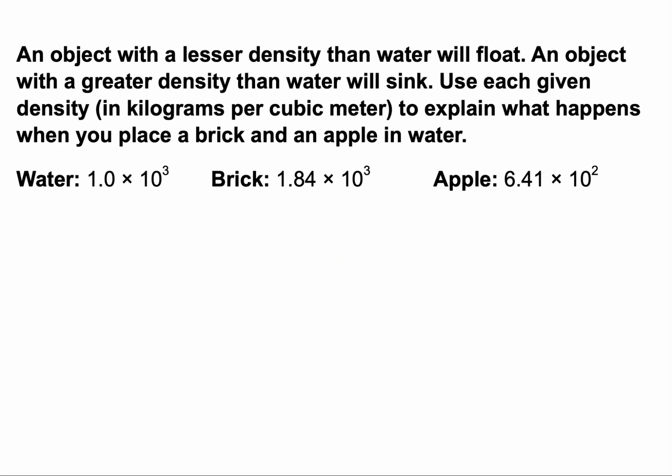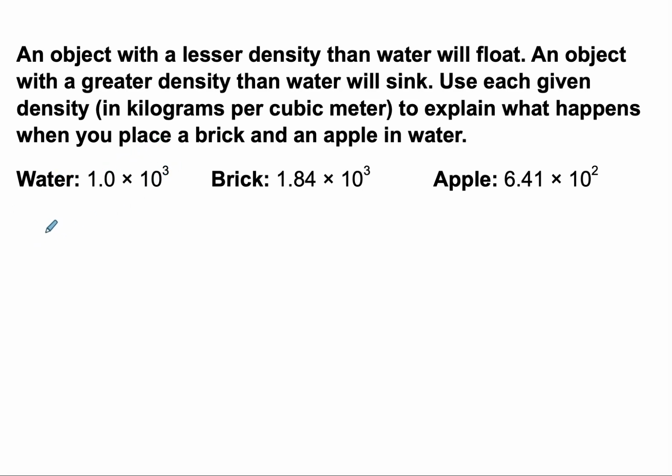All right, let's take a look at a story problem. An object with a lesser density than water will float. An object with a greater density than water will sink. Use each given density in kilograms per cubic meter to explain what will happen when you place a brick and an apple in water. So I am going to take these numbers and compare them. To do that, I'm going to put them into standard form to start with. And then we'll take a look at how we could compare them in scientific notation.